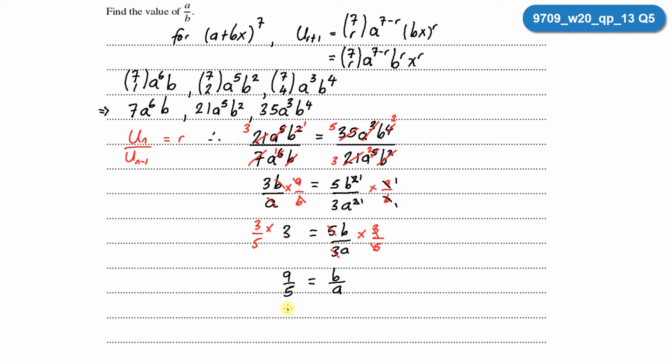So therefore, a over b, the one we want, is the inverse. We get 5 over 9. And this here is the final answer.